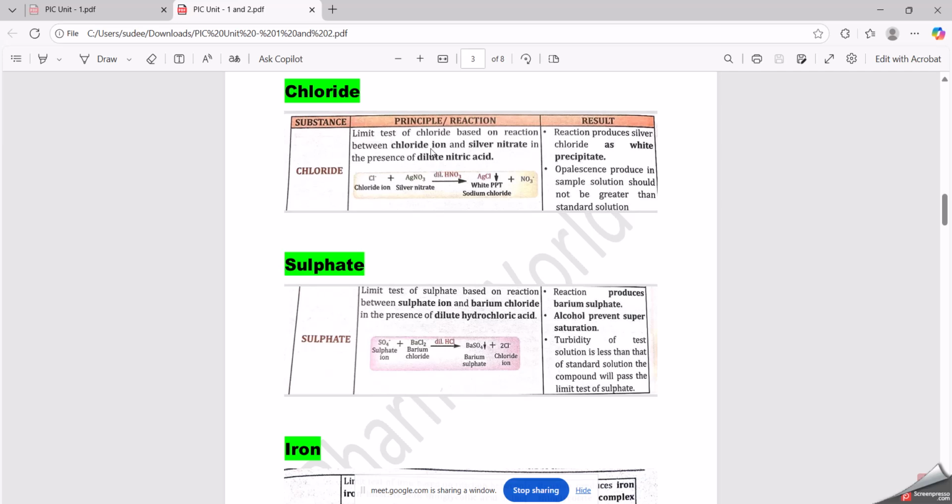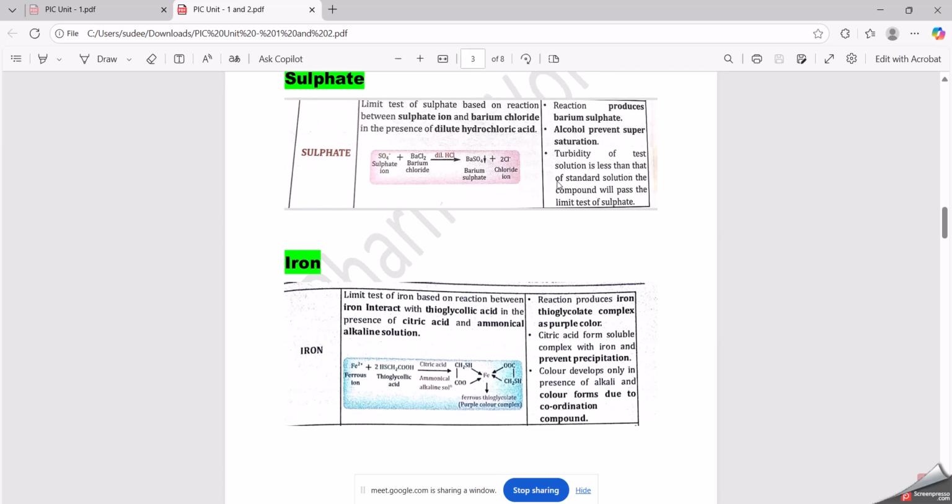The chloride limit test is based on the reaction between chloride ion and silver nitrate in the presence of dilute nitric acid. So here the reagent used is also nitric acid along with the silver nitrate. It will produce a white precipitate of silver chloride. They will not ask these questions; they will mainly ask the reagent used and the observation of the product.